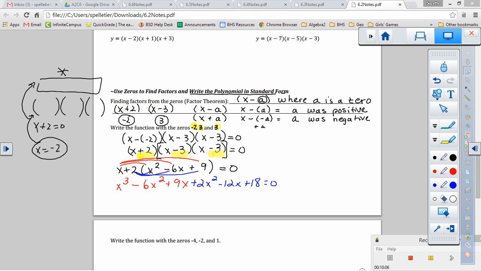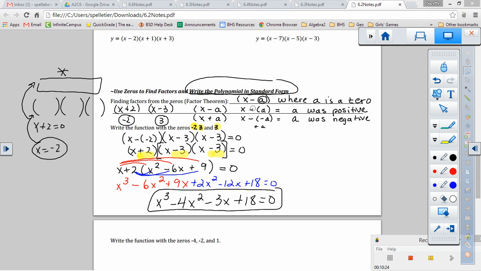And then we take a few minutes and we combine our like terms. So x to the third minus 4x squared minus 3x plus 18 equals 0. There is my polynomial in standard form. So we started off with the roots, we put them back into their factored form, we multiplied out the factored form, and we are right back to the very beginning with our polynomial.